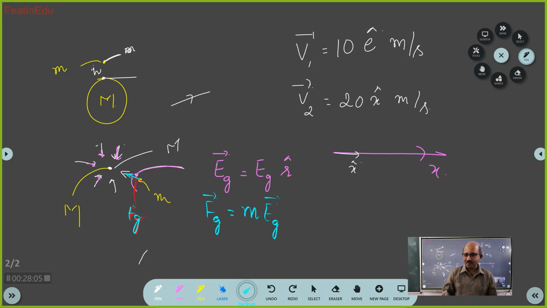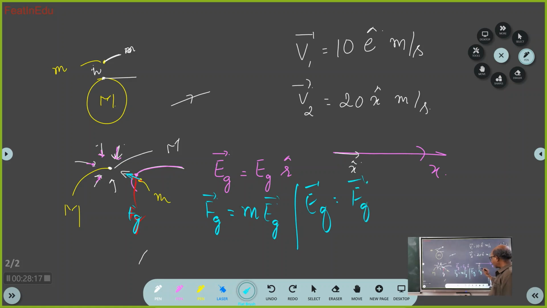Quantitative definition. I have to give some quantitative definition. You know that's the standard. Okay, now you see the quantitative definition here. Eg bar will be equal to Fg bar divided by m. Means what? The gravitational field at some point P is equal to the gravitational force experienced by a body of mass m per unit mass.